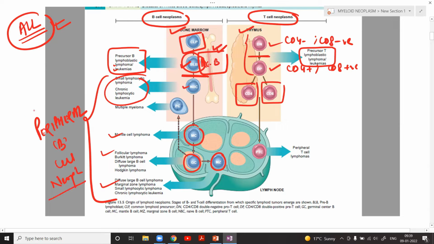Similarly, all the neoplasms arising after the maturation of the precursor T cells are going to give rise to peripheral T cell lymphomas. Is this clear to everyone? So there is a precursor B cell neoplasm and a precursor T cell neoplasm. The precursor B and T cell neoplasms come under the heading of acute lymphoblastic leukemia or lymphoma.